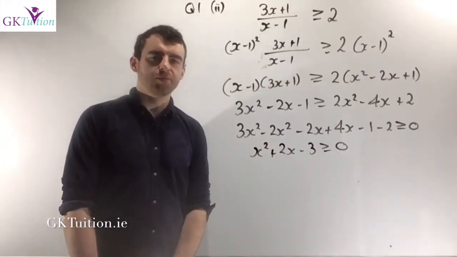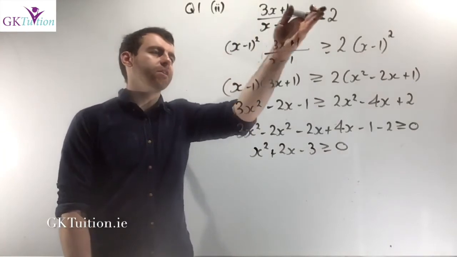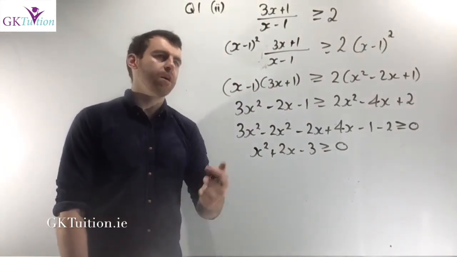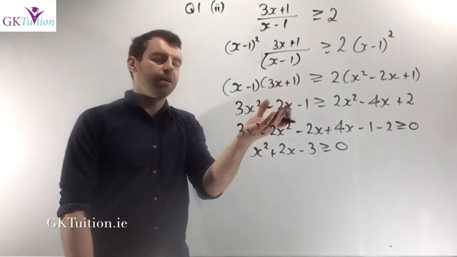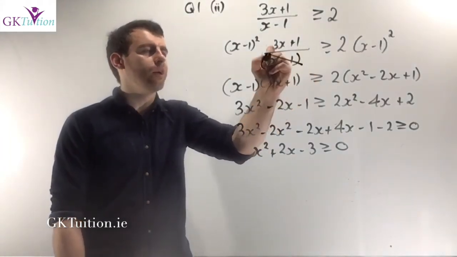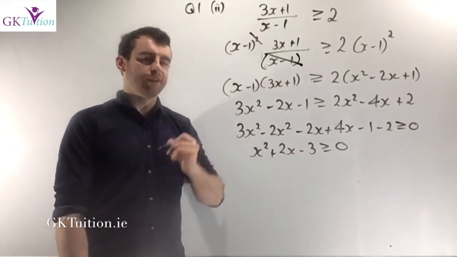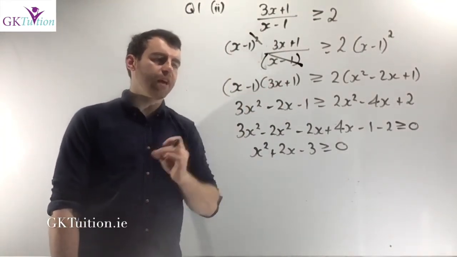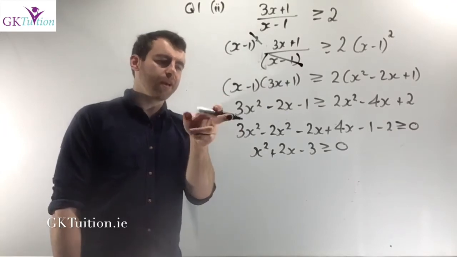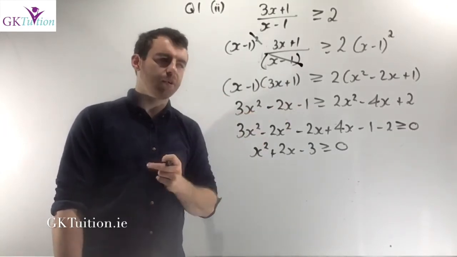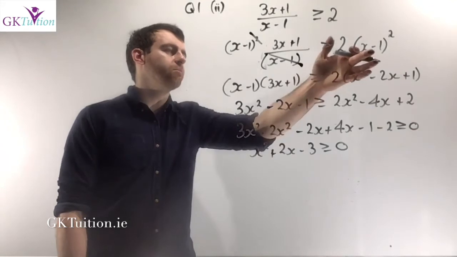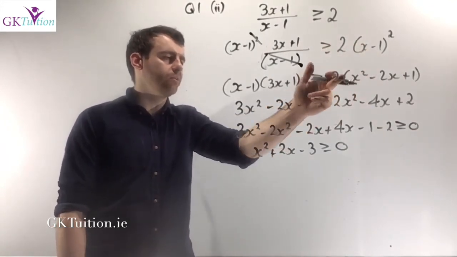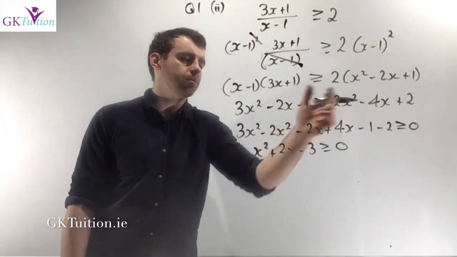The second question was similar. We have an algebraic fraction and an inequality, so we multiply both sides by the denominator squared. And it's partly useful because the bottom of the fraction on the left cancels with one of the x minus 1's on the top. And I'm left with x minus 1 times 3x plus 1, which if I multiply out gives me 3x squared minus 2x minus 1. On the right hand side you multiply x minus 1 by itself and you get this, and then multiply by 2 and you get 2x squared minus 4x plus 2.